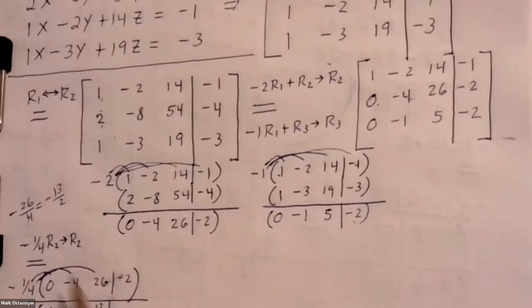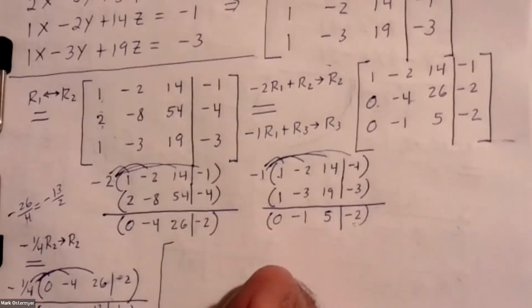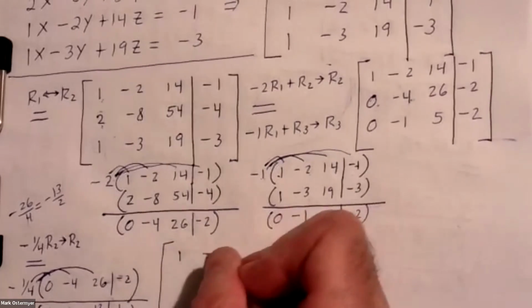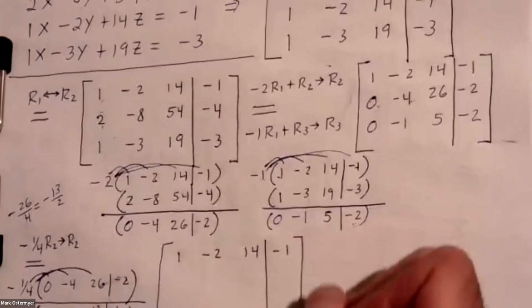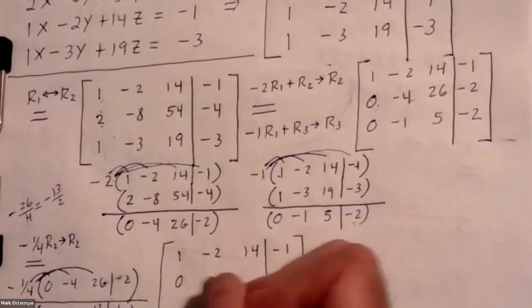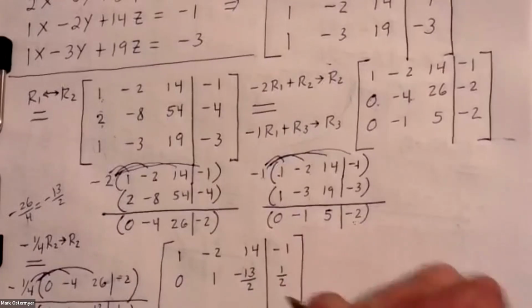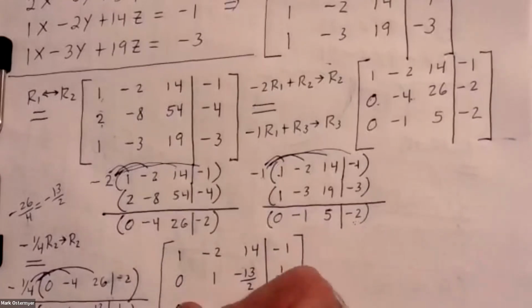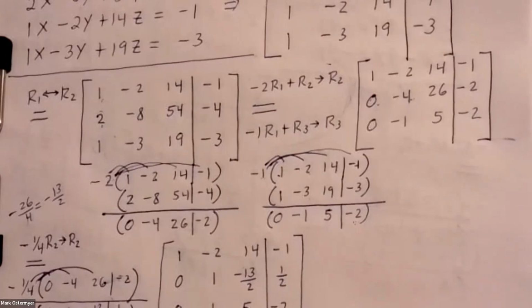Always try to reduce your fractions. Negative 1/4 times negative 2 is going to be a positive 2/4, but a positive 2/4 is 1/2. There's your new equivalent row 2. Let's pencil that in. New row 2 goes in like this. Again, don't turn fractions into decimals. Leave them as fractions. You can reduce them, but always leave them as fractions.